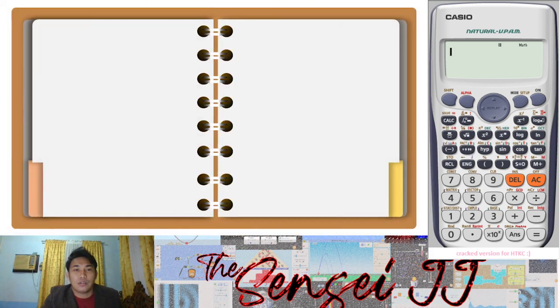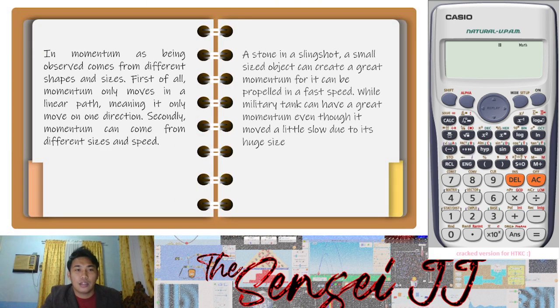Okay, so yeah. So in momentum, as being observed, it comes from different shapes and sizes. So momentum can come from a smaller one, smaller in size, or bigger in size. Okay. And momentum only moves in a linear path. So as we saw a while ago, it only moves on a linear path. It can only move in one direction. So secondly, momentum can come from different sizes and speed.